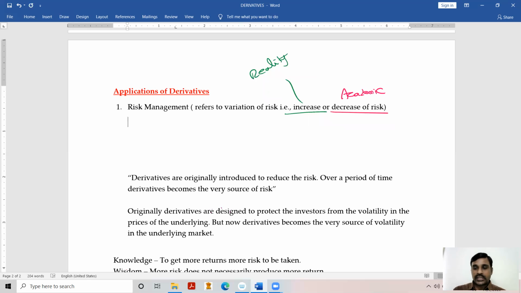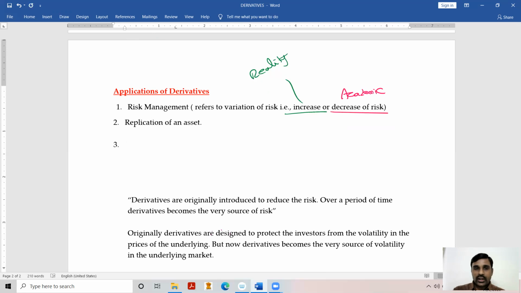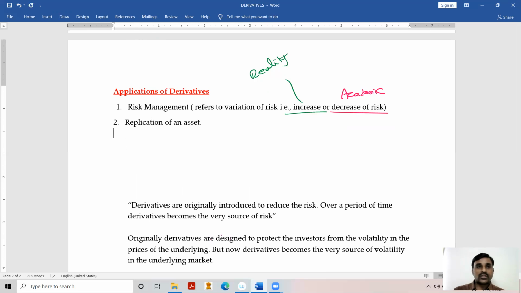And the second purpose of derivatives is replication. Replication of an asset is also known as synthetic creation of an asset. Now I'll tell you what this is. What is the synthetic creation of an asset?